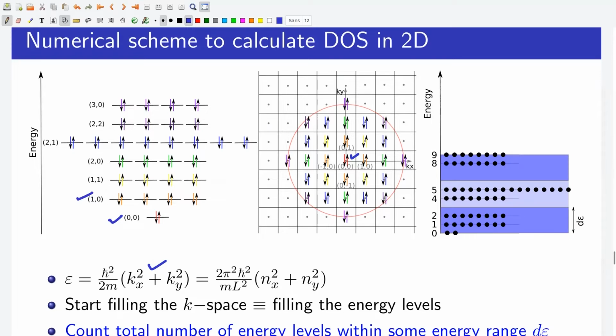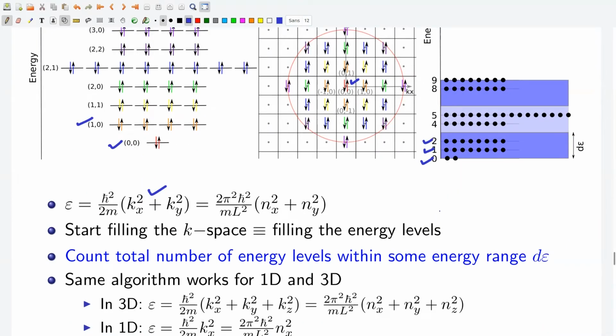In the rightmost diagram, I show the total number of states at each energy. For example, when energy is equal to 0, there are 2 states. When energy is equal to 1, there are 8 states. When energy is equal to 2, there are 8 states, and so on. Now we split the entire energy range into small energy strips of width dE. Finally, we count the total number of energy levels within the energy range dE. For example, in this case, within this energy range, we have 8 plus 8, 16 plus 2, 18 energy levels.